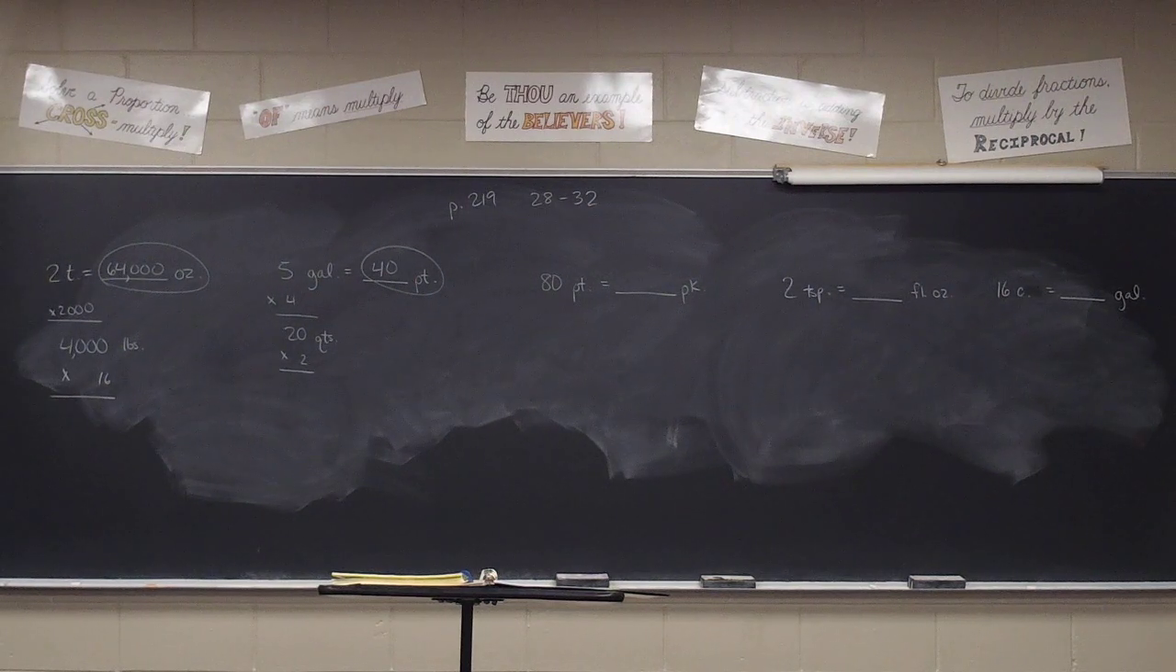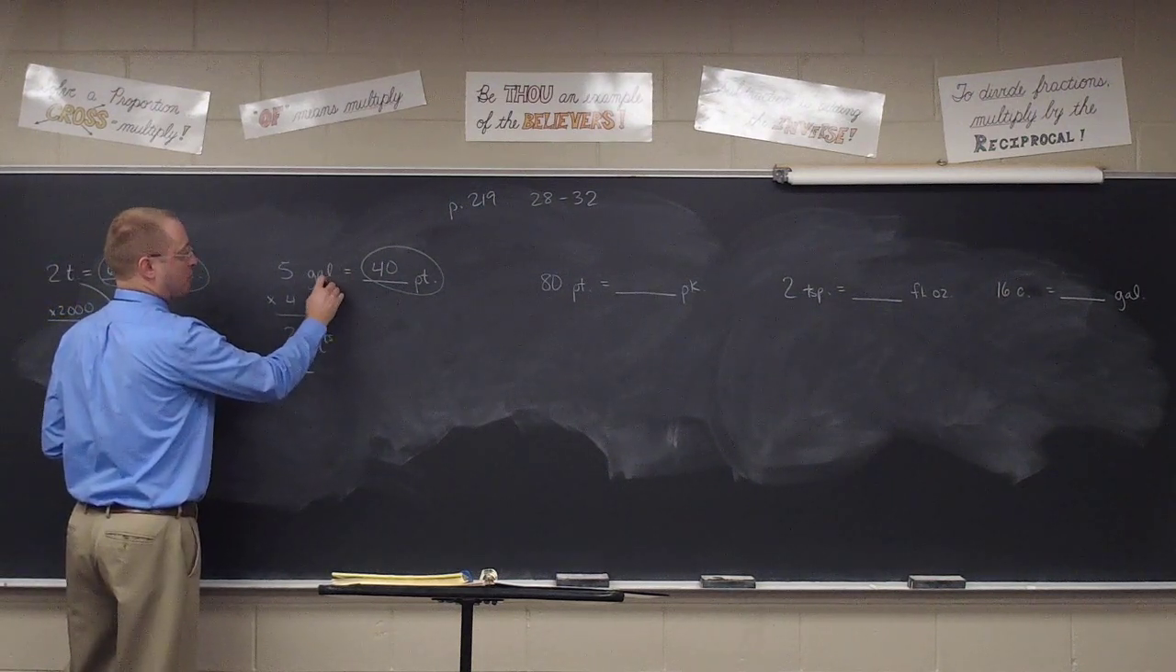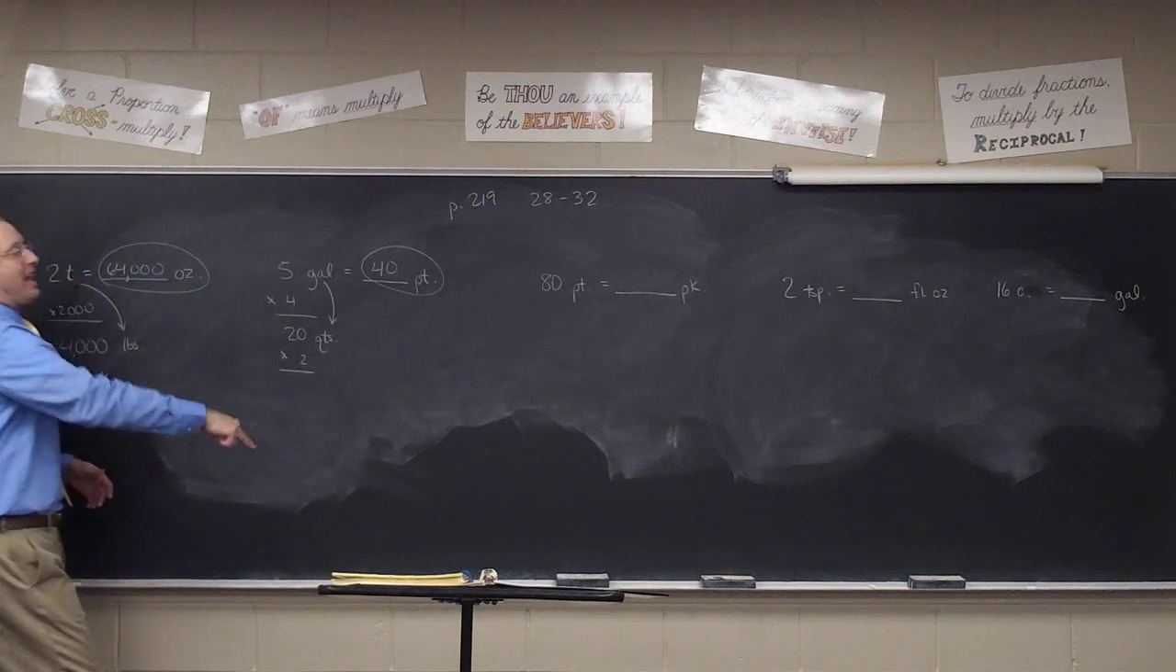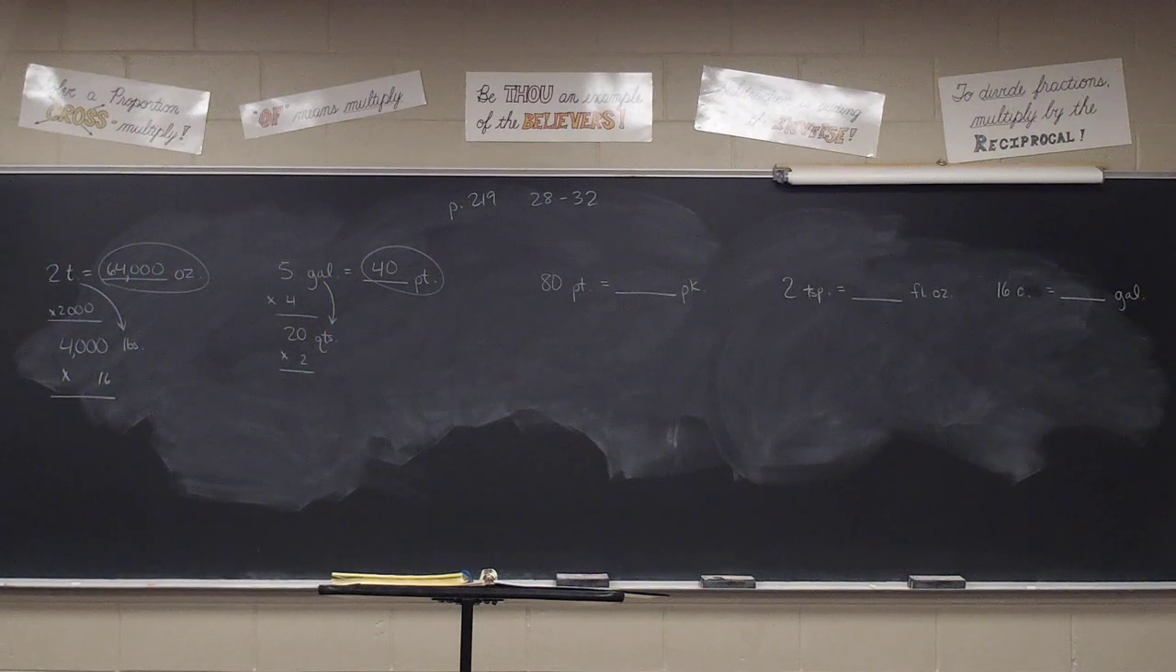What could the tons change into? Tons goes to pounds, right? So multiply by 2,000, we get 4,000 pounds. Then multiply by the 16 to get the ounces. Right, so just like here, to go from gallons to pints, we start by gallons to quarts and then to pints.